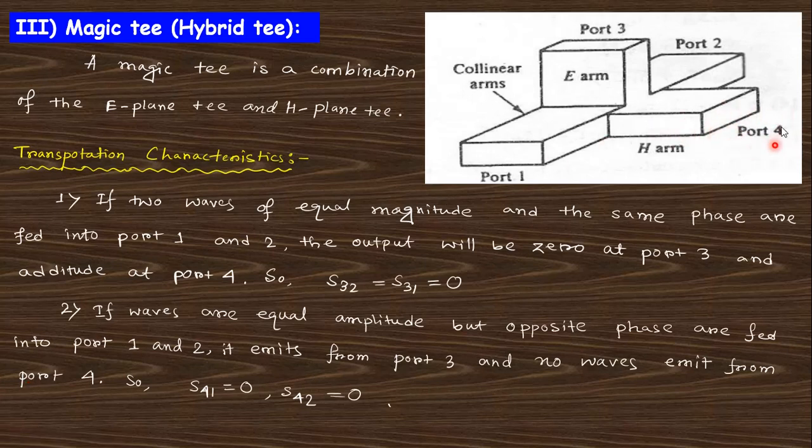When microwave is fed in from port 4, it is equally divided into port 1 and 2 and there is no component in port 3.